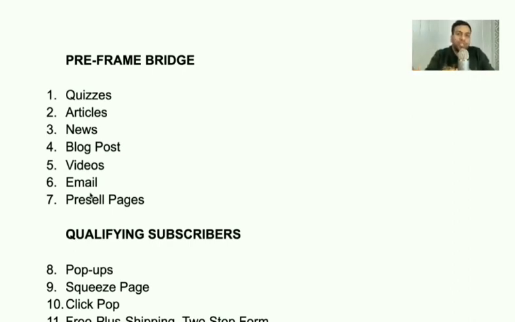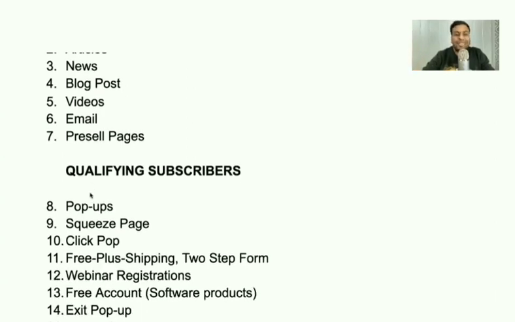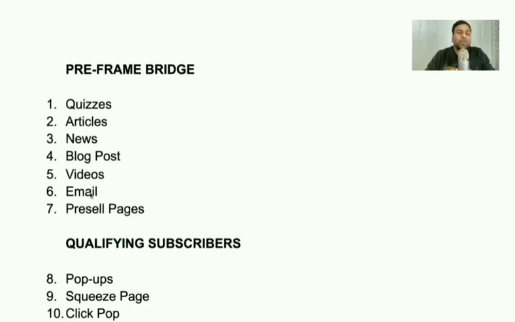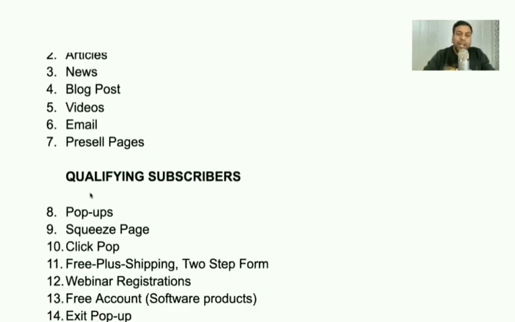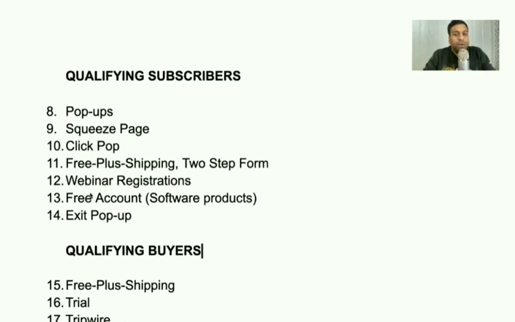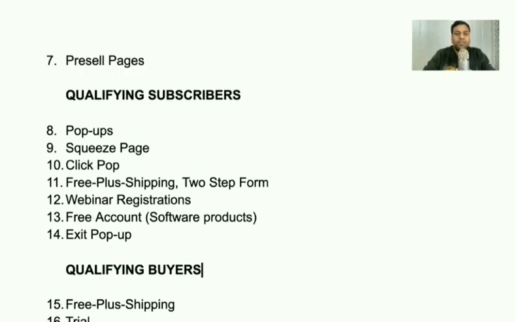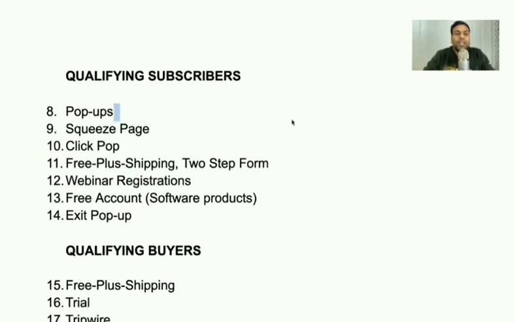Just a quick recap. Yesterday we studied quizzes, articles, news, blog posts, videos, email, and pre-sale pages. These are the pre-frame bridge elements. Then we studied the qualifying subscriber elements. What's included in this? Pop-ups, squeeze pages, click pop, free plus shipping, two-step form, webinar registrants, free account, and exit pop-up.